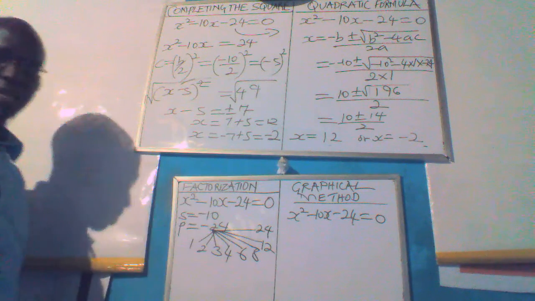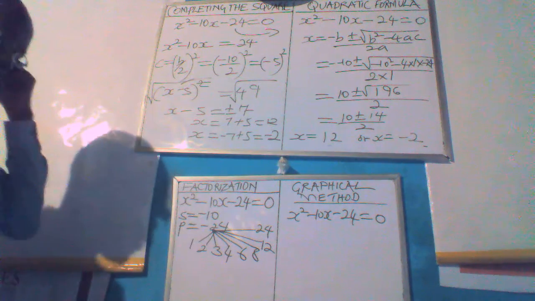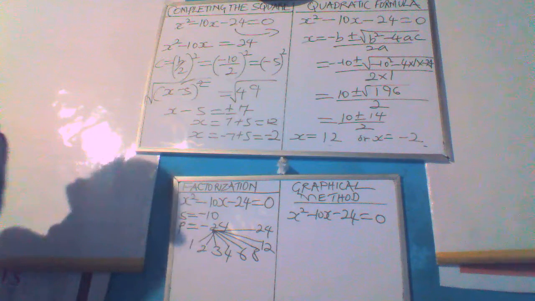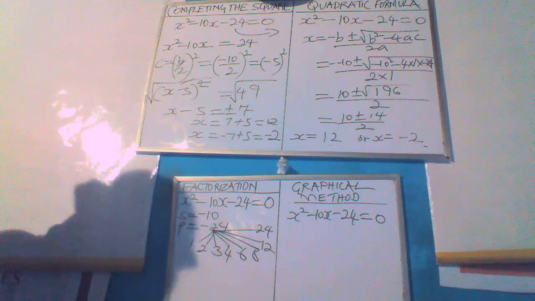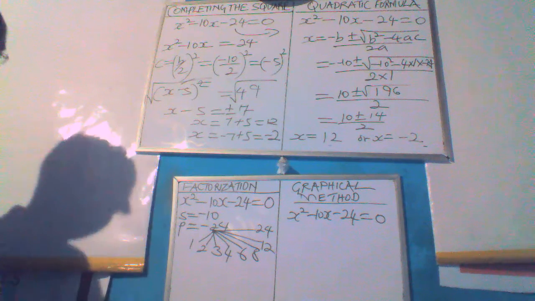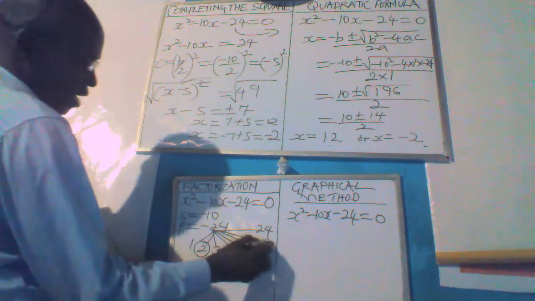All these are factors of 24. From these factors, we choose two factors which when added will give us minus 10, and which when multiplied against each other will give us minus 24. The two factors here are 2 and 12.